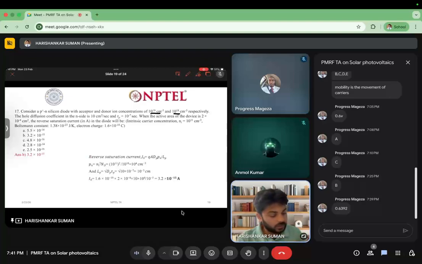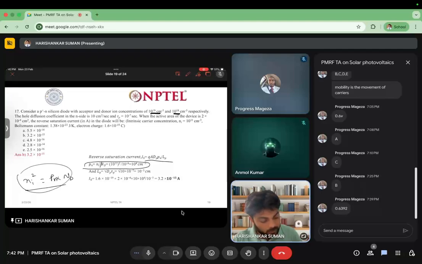Okay, so this is the reverse saturation current equation. I naught equals Q times area of the device, times diffusion coefficient, times P number of holes carrier, and diffusion coefficient of holes. So you have to calculate P of N, the P side number of holes in the N side, which is Ni square divided by Nd.